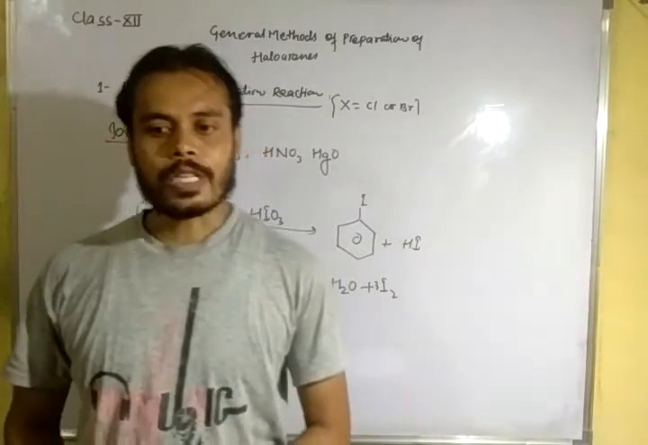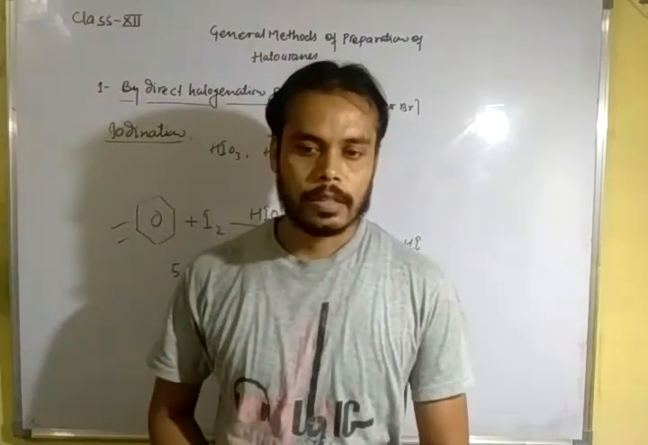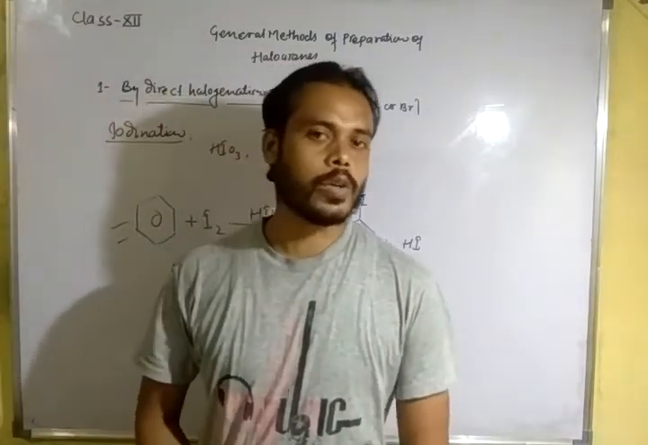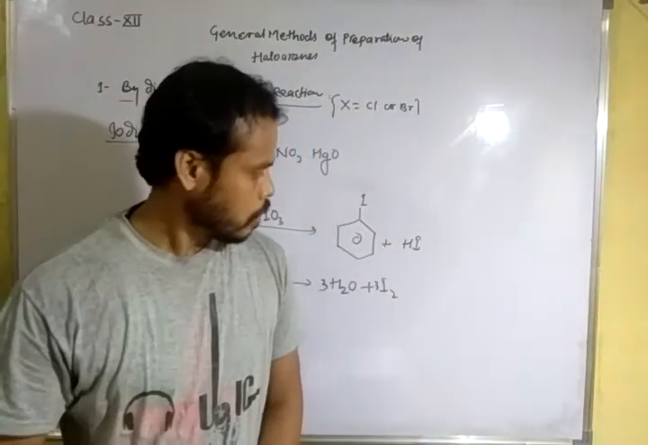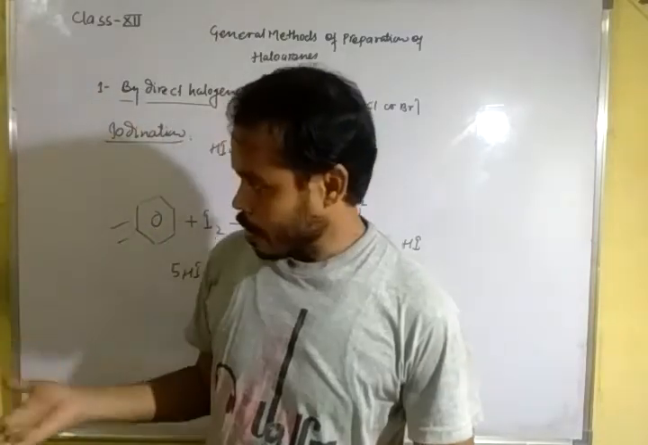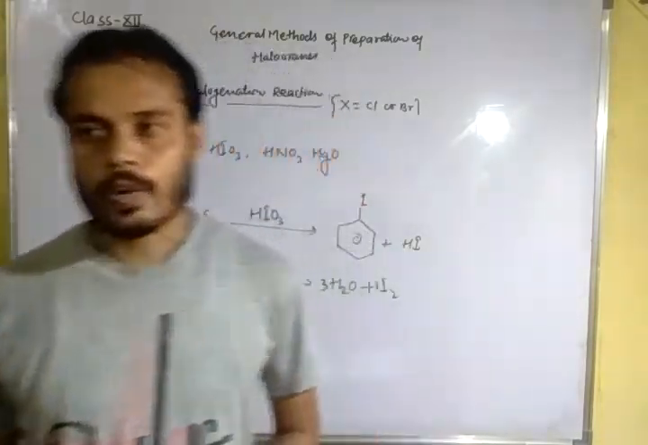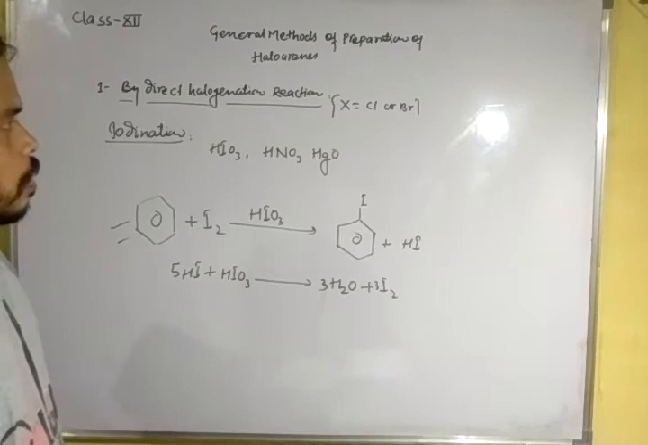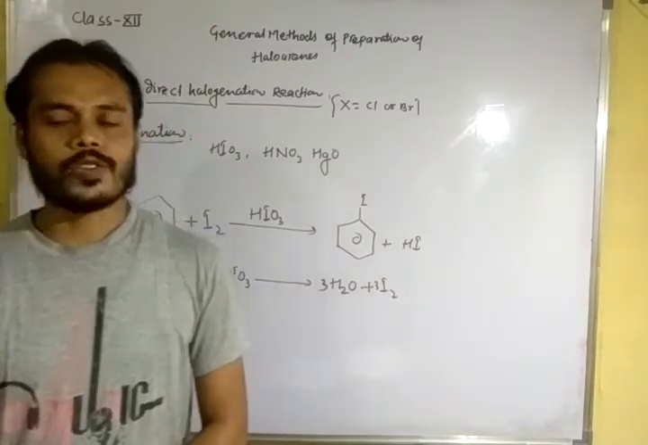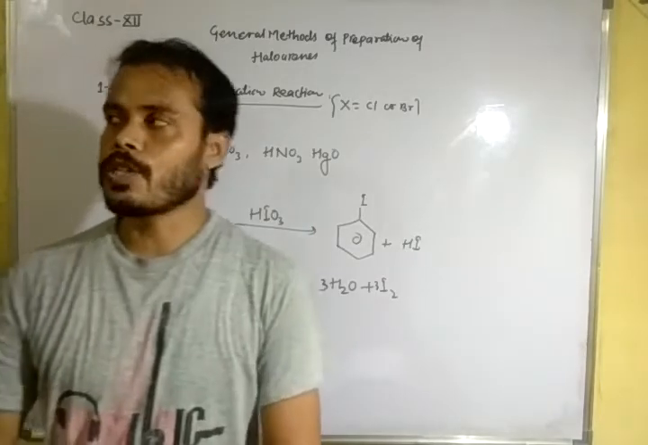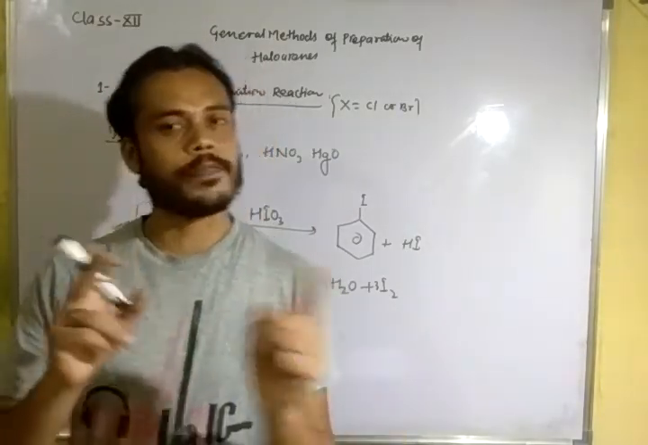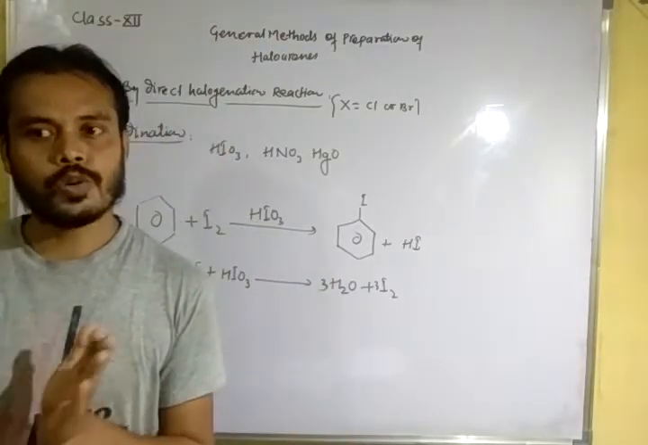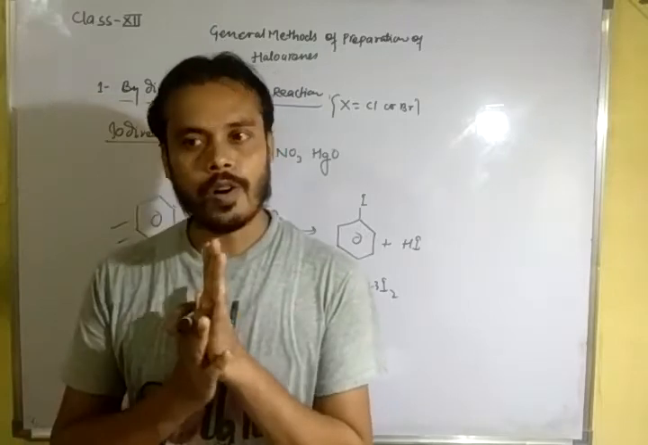Now fluoro compounds are not prepared by this method, because direct fluorination is violent and difficult to control. So fluorination cannot be done by this method. Now you know direct halogenation. How will you define direct halogenation? The direct halogenation of benzene in the presence of a halogen carrier, which may be FeCl3, FeBr3 or anhydrous AlCl3, is used to prepare chlorobenzene or bromobenzene.